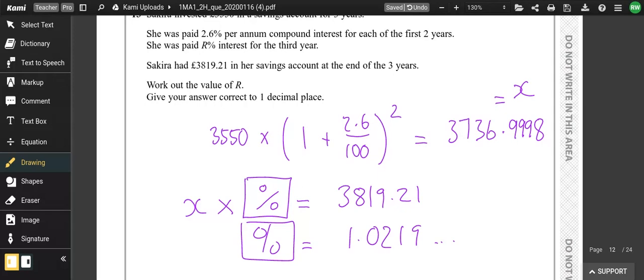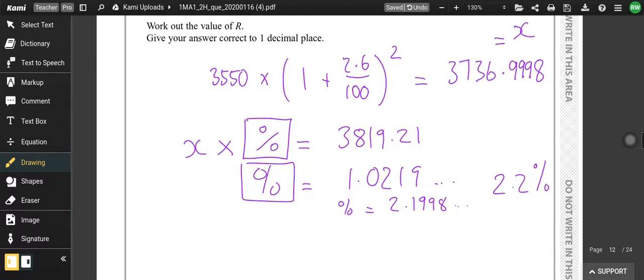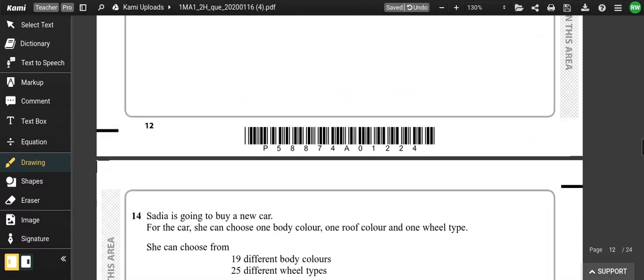So that number there that we would multiply would usually be 1 plus the percentage. So I'm going to subtract 1, and that gives me my percent as a decimal. And then I'm going to times by 100 to get the percentage. So that's going to be 2.1998... To 1 decimal place, that's 2.2%. Very strange question, that one. But hopefully you can see that we're kind of using that formula and rearranging it to get the percentage.